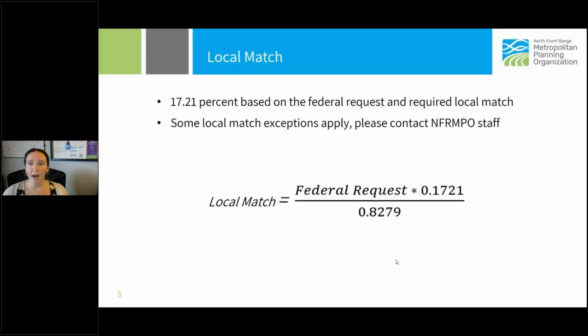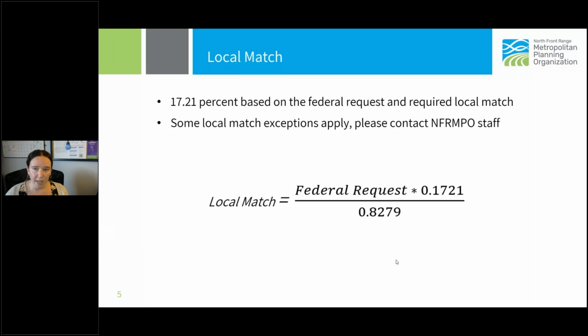All right. Next, I wanted to talk about the local match requirements. So for all 4 of these federal funding programs, the required local match is 17.21%. And as a reminder, that is based on the federal request and the required local match. So the calculation for figuring out what that local match requirement is shown on the screen here.